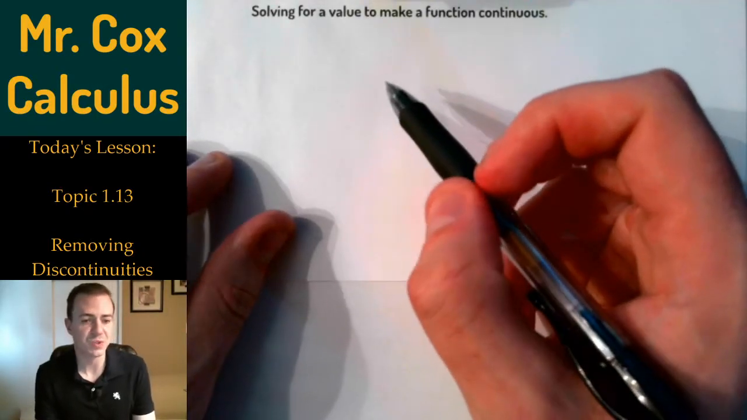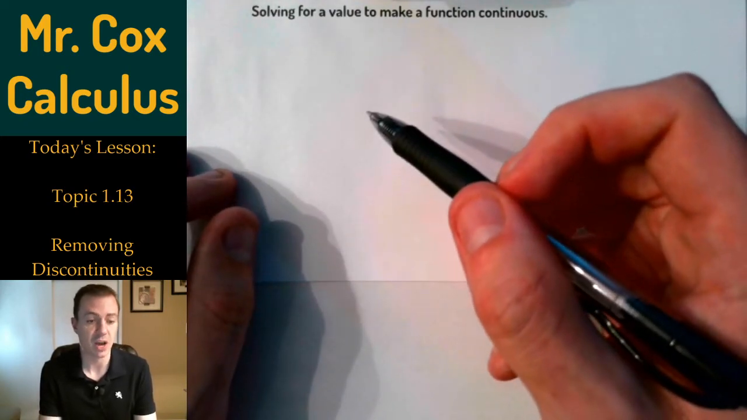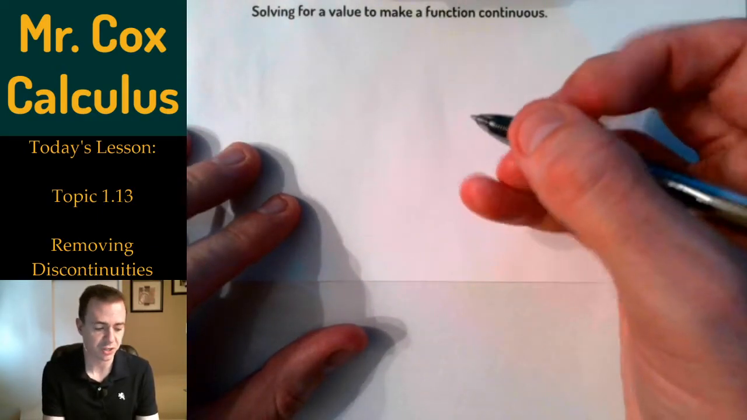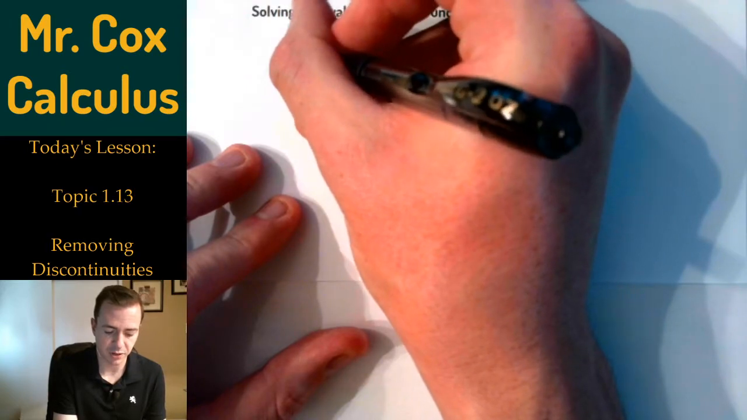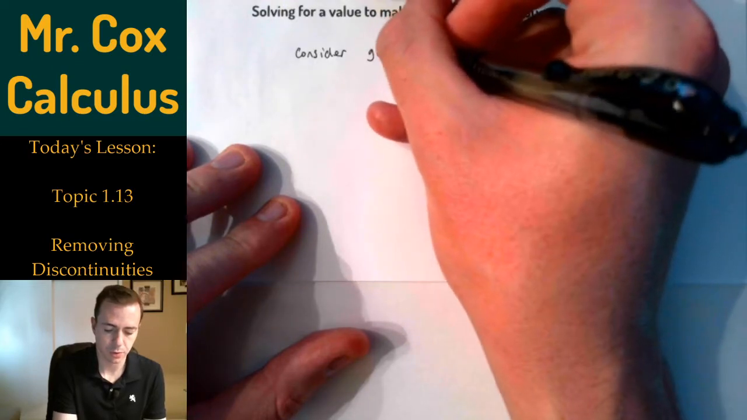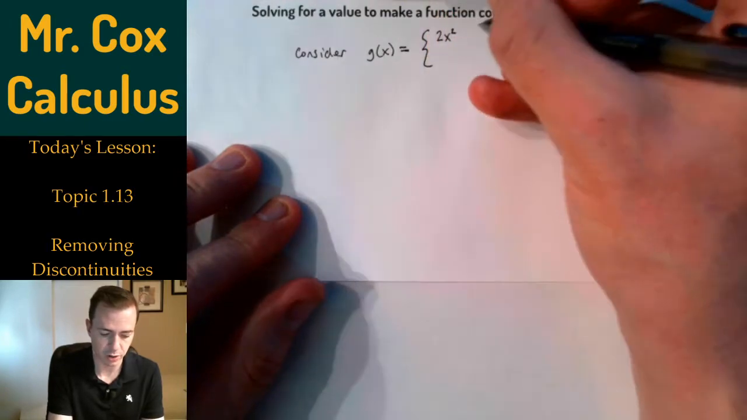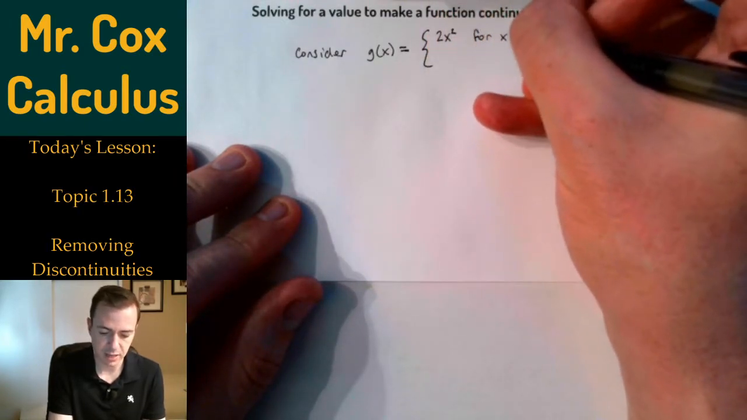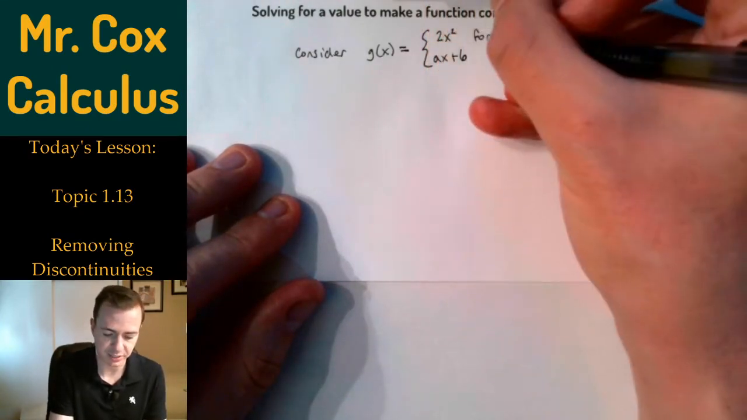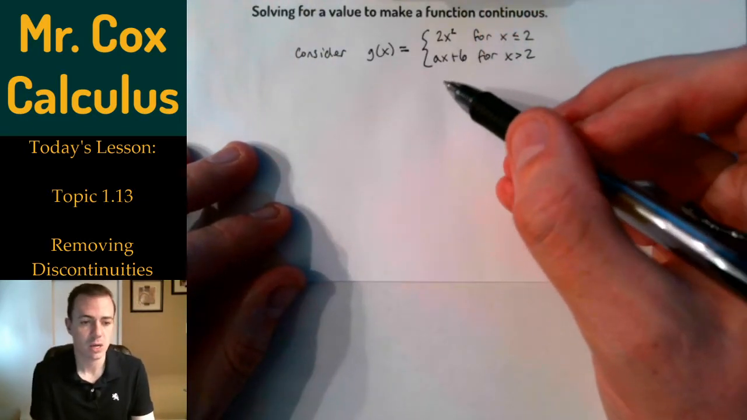Another thing that we can use our limit definition of continuity to do is we could take a function where maybe there's an unknown value and we could figure out what value we would need it to be in order to make the function continuous. So let's consider the function g of x equal to, and it's going to be a piecewise function where we're going to say 2x squared for x less than or equal to 2, and we're going to let it be ax plus 6 for x greater than 2, where a is some unknown numeric value.